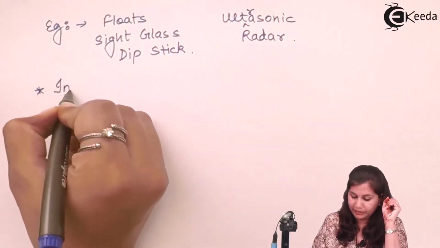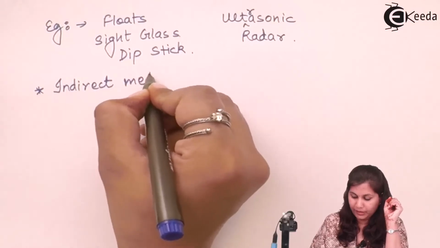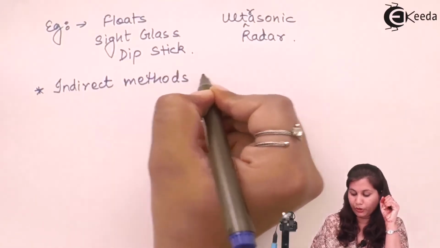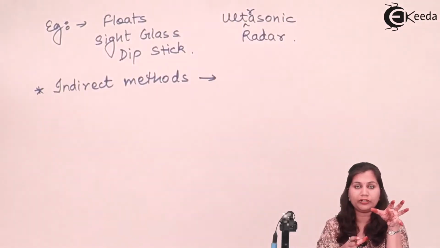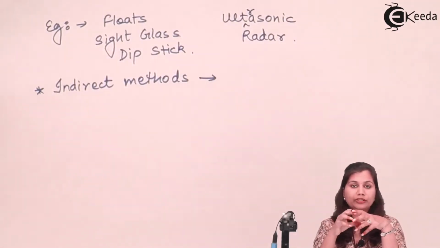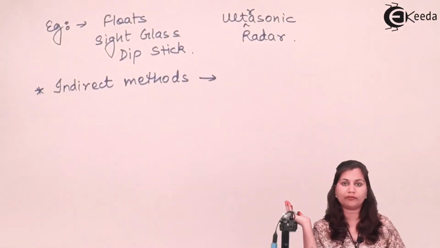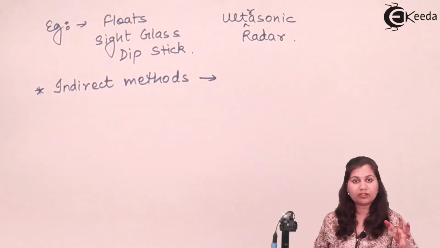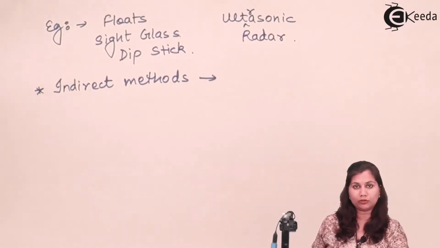Whereas in indirect methods, the level is converted into another quantity and we measure that quantity, and with the help of that measured quantity we can get an indication about the level of the liquid. So level is not directly measured, it is measured indirectly by measuring some other quantity.